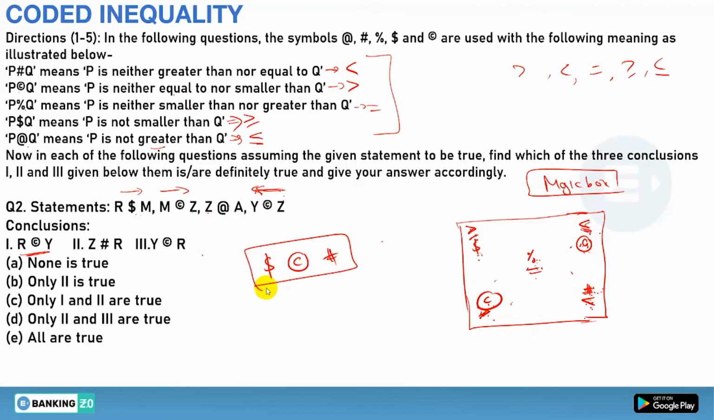Can you justify the relationship? No, because dollar and hash come diagonally, so this will not be true. Clear or not? Done. Now the second one, Z and R. How can you reach Z to R? Z to M, M to R. So we have both in backward direction. You are getting dollar and copyright, which will change into at the rate and hash. Between at the rate and hash, what will come? That is in the bottom, that is hash. So this will follow. That is for sure.